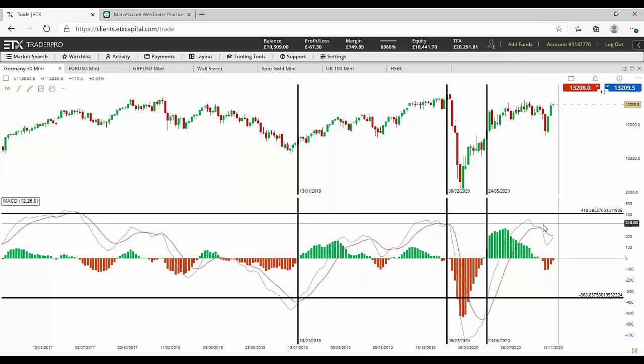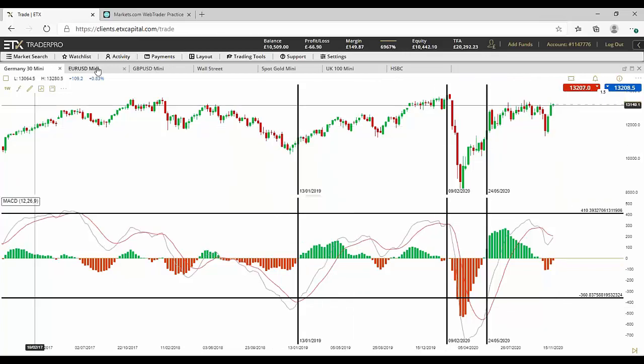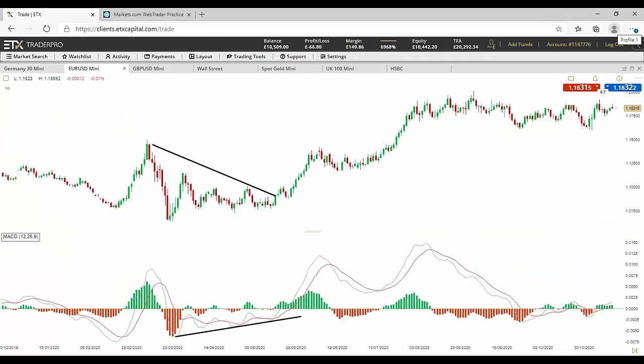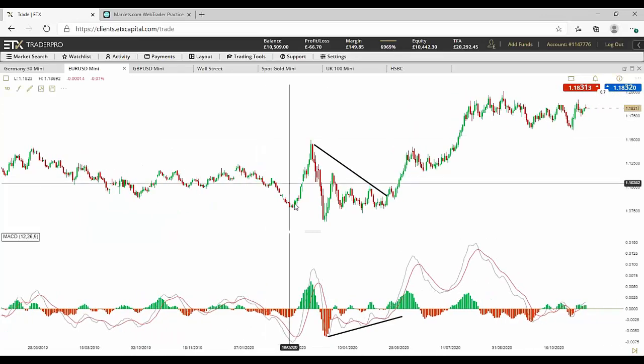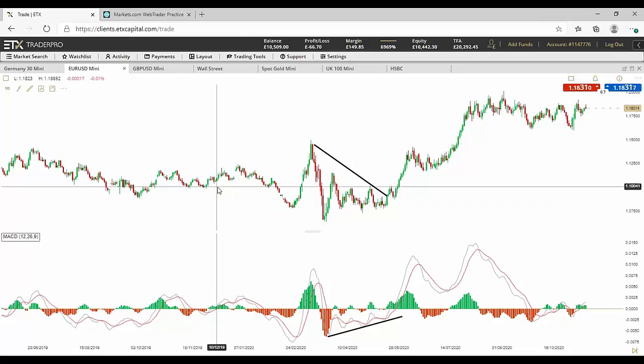If I move on to something a bit more closer here, bear with me. What this here is the Euro US dollar on the daily. Now, what I'd like to highlight here is possibly the way I like to use MACD, and I think the most powerful way an individual can use MACD is through divergence. So whether that's bullish divergence or bearish divergence.